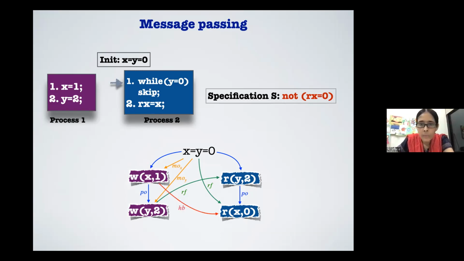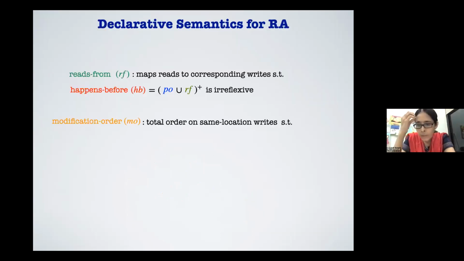Okay, so we were talking about the declarative semantics for release acquire. The declarative semantics for release acquire is, well, release acquire, because that's the model for today's talk. In general, declarative semantics is given in terms of execution graphs. So we say that an execution is consistent, provided you can come up with two relations. One is the reads-from relation, which maps reads to corresponding writes, so that the happens-before relation, which is the transitive closure of PO and RF, happens to be irreflexive.